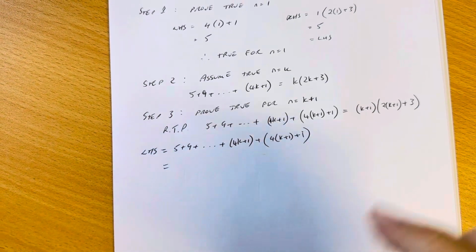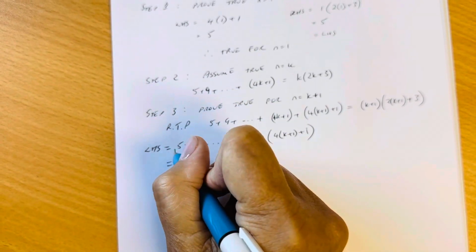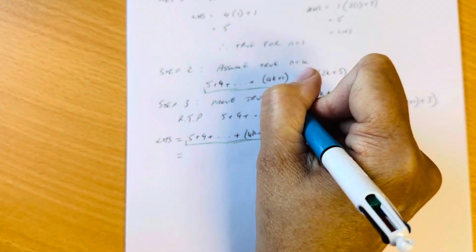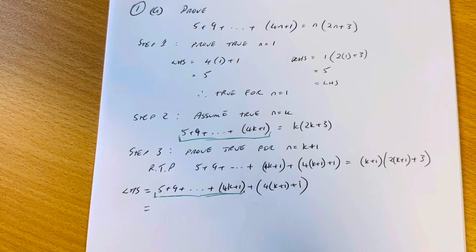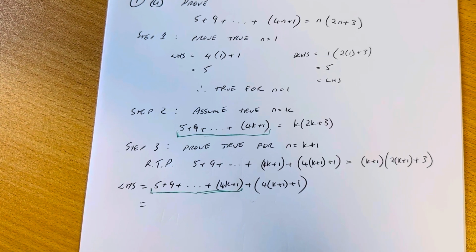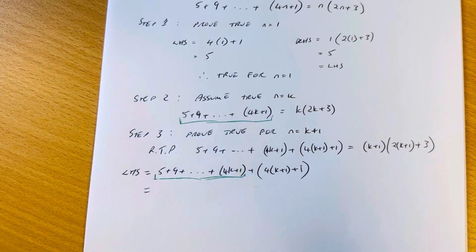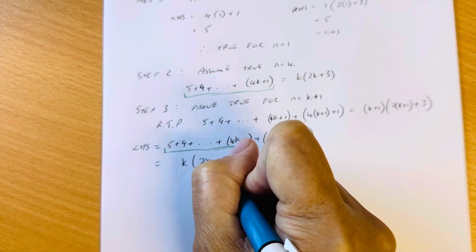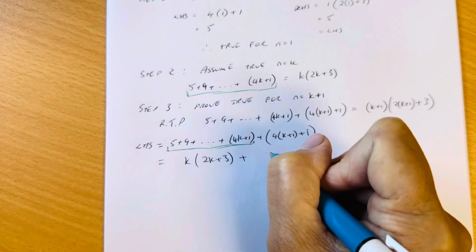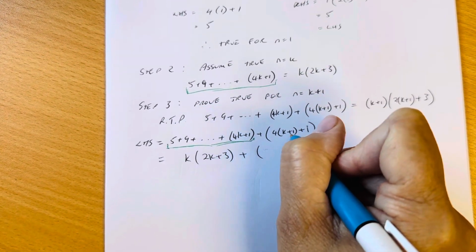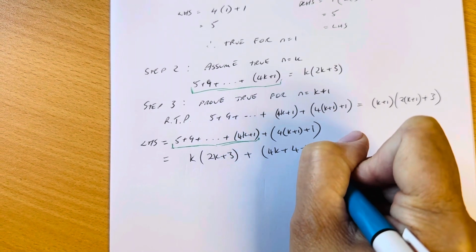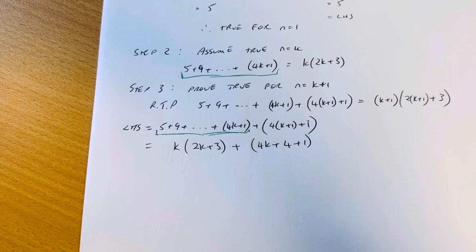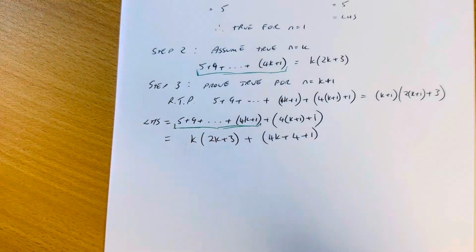Now this is where we do our substitution. This part is where we assumed. So we're going to do a substitution. We know 5 plus 9 plus ... to 4k plus 1 is equal to k(2k plus 3) plus, and then we've still got, I'm going to expand this bracket, 4k plus 4 plus 1. In our third step, we are always going to do a substitution using our second step.